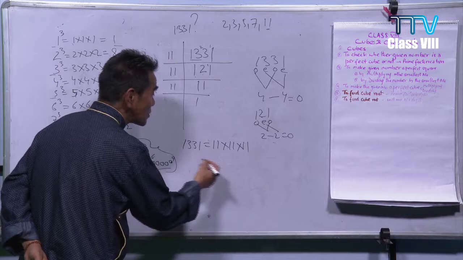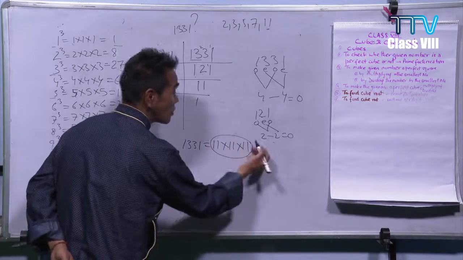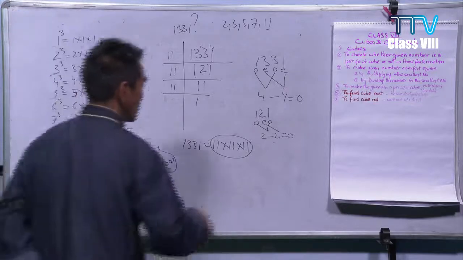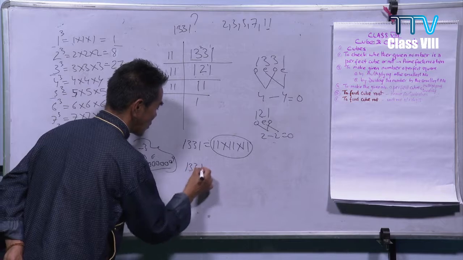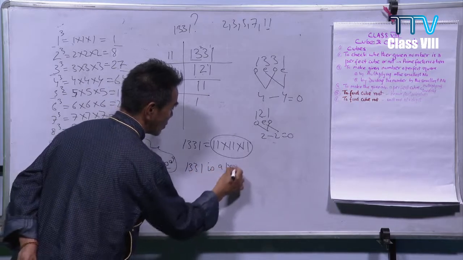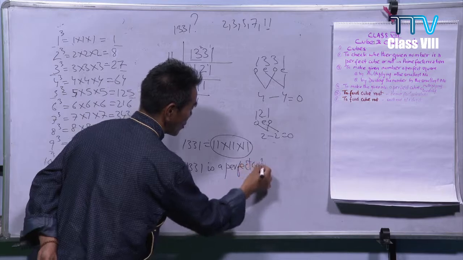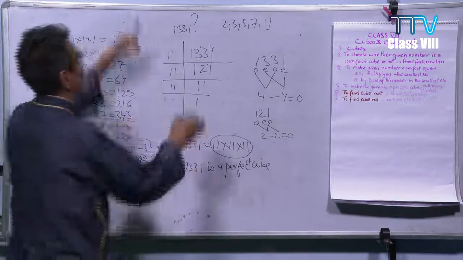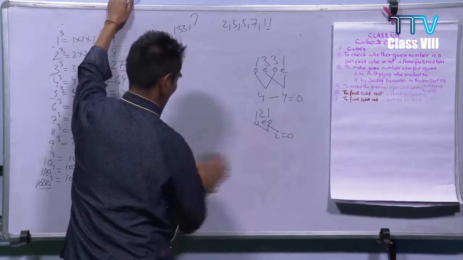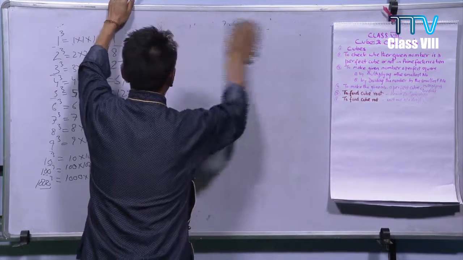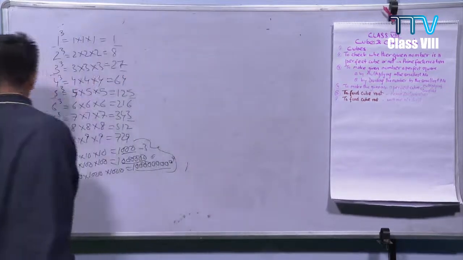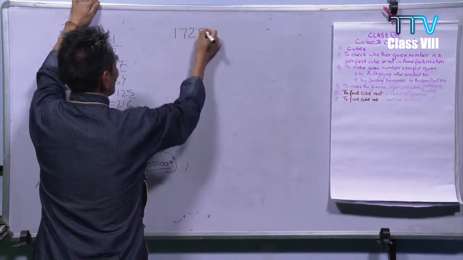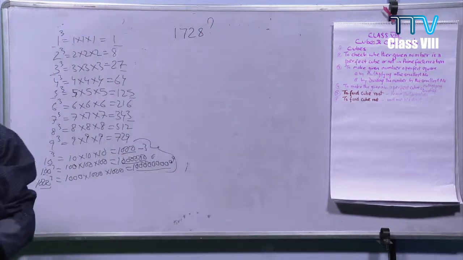Okay, then no factors are left over. So 1331 is a perfect cube. Now let us try another one: 1728, a perfect cube. Find the prime factors.